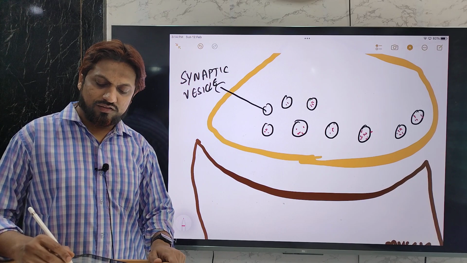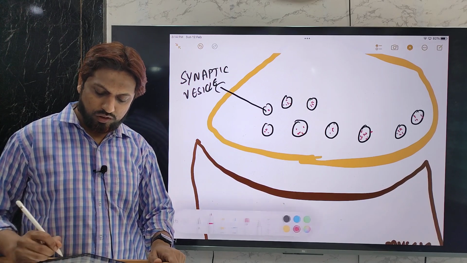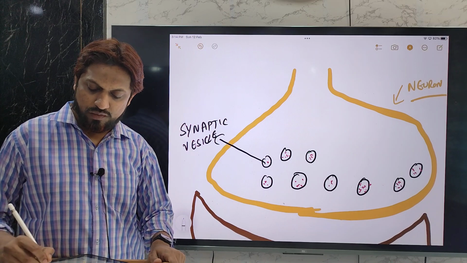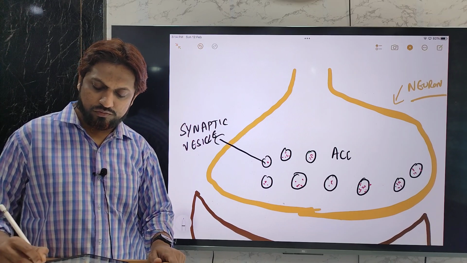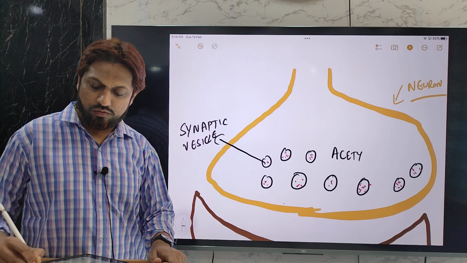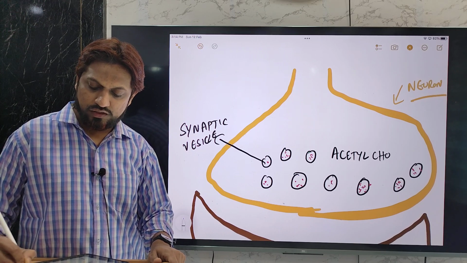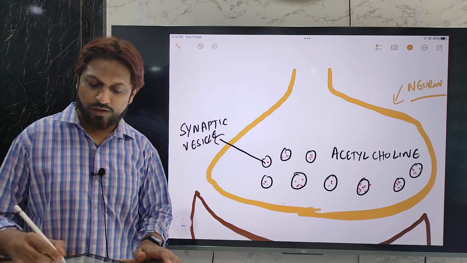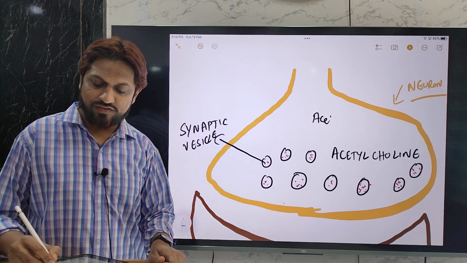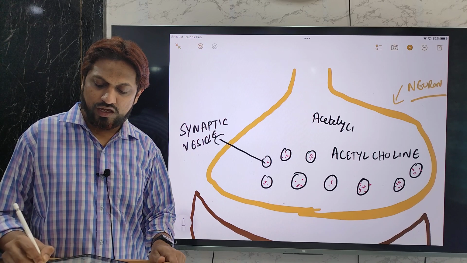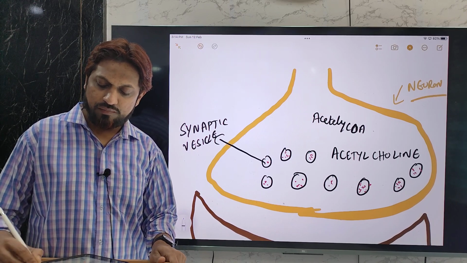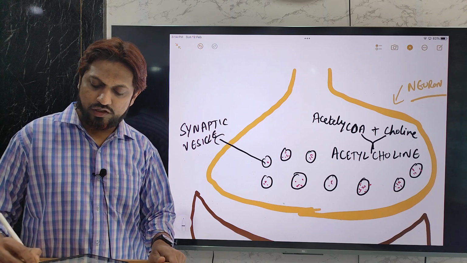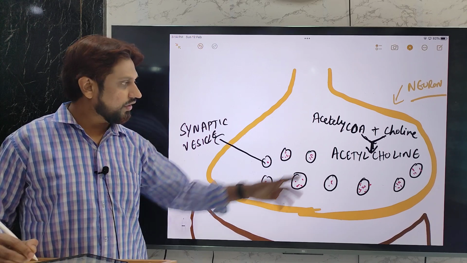Now this acetylcholine molecule, how is it formed? Acetylcholine is a very important structure for neuromuscular transmission, so the formation of acetylcholine is very important to know. Basically, acetylcholine is formed by 2 structures: acetate, or simply acetyl-CoA, and a chemical known as choline. So acetyl-CoA and choline unite to form acetylcholine.